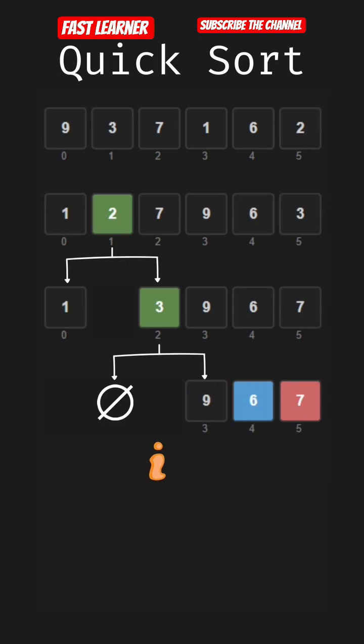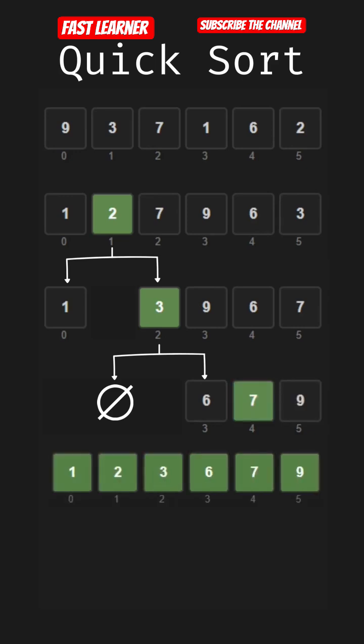Next, we check 6, which is smaller than 7. Here, we increment I to 3 and swap 6 with the element at index I, which is 9. Finally, we place the pivot 7 in its correct position by swapping it with the element at I plus 1, which is 9. And just like that, all sections are sorted efficiently.